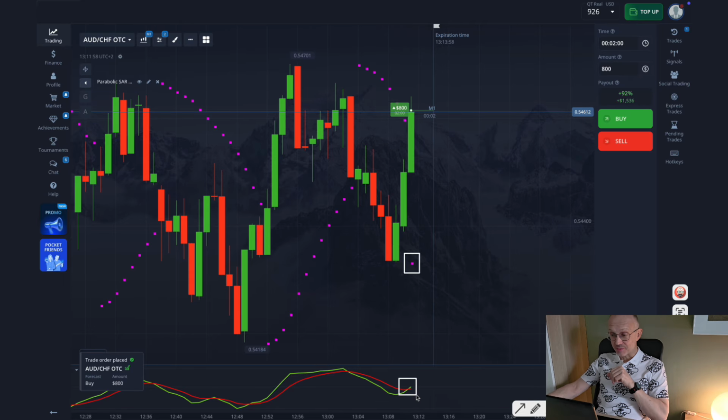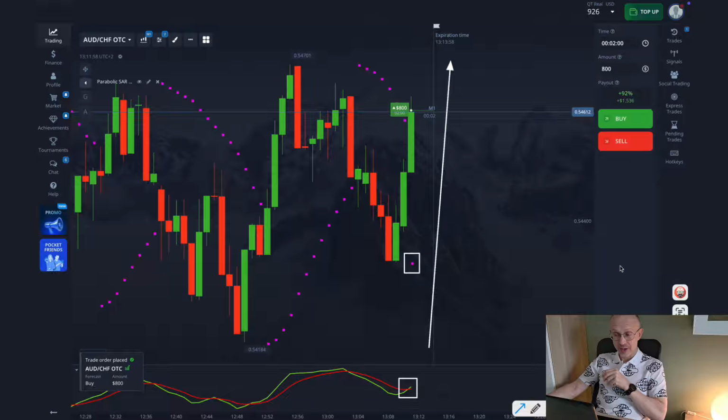Next confirmation comes from the MACD. Its green line crossed the red line from bottom to top. This is the second and more reliable signal confirming the change in trend to an upward one. Such a crossover shows that the momentum in the market is strengthening and buyer activity is growing.